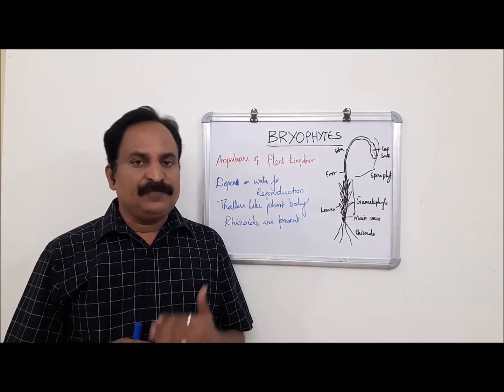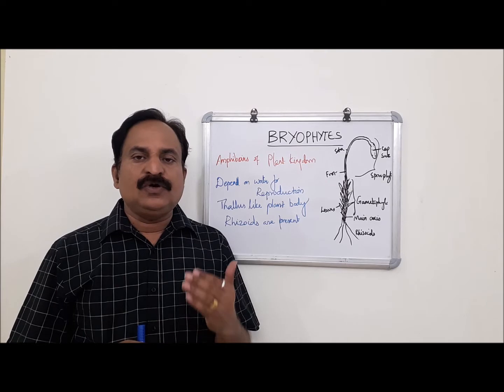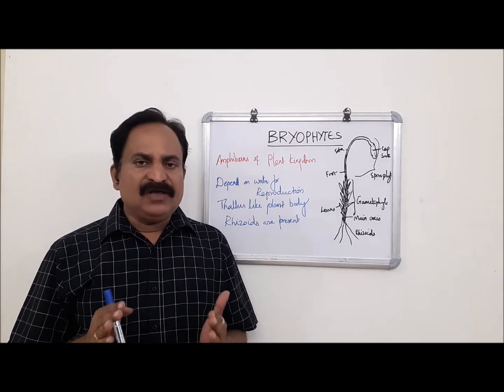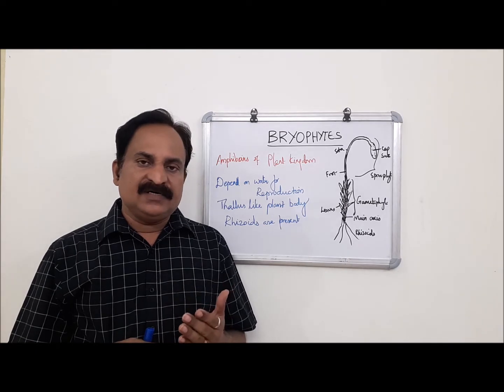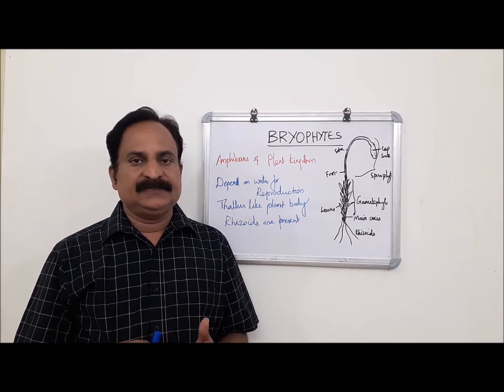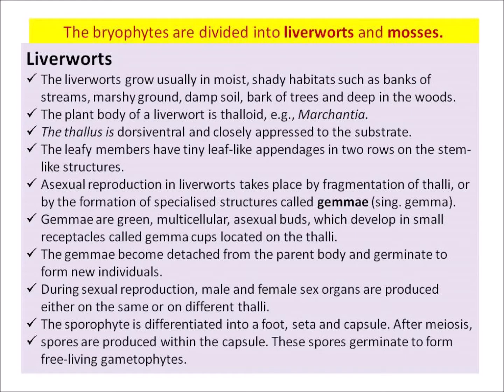Next we can see the divisions of bryophytes. Bryophytes are divided into liverworts and mosses. Have a look at the characteristic features of liverworts and mosses with examples. Liverworts. The liverworts grow usually in moist, shady habitats such as banks of streams, marshy ground, damp soil, bark of trees, and deep in the woods. The plant body of a liverwort is thalloid. An example is Marchantia. The thallus is dorsiventral and closely pressed to the substrate. The leafy members have tiny leaf-like appendages in two rows on the stem-like structures.